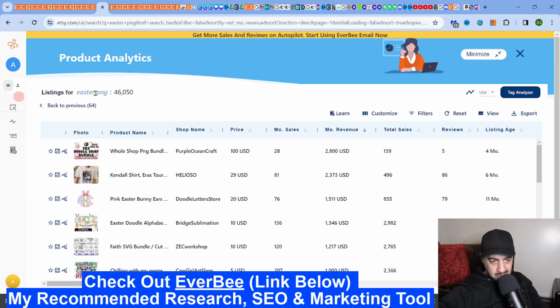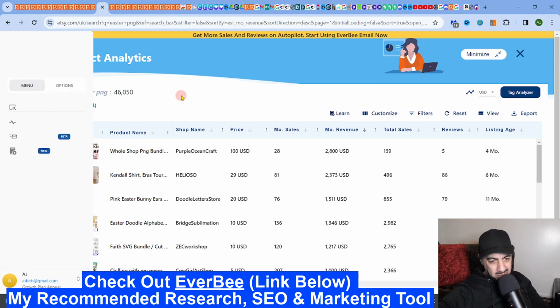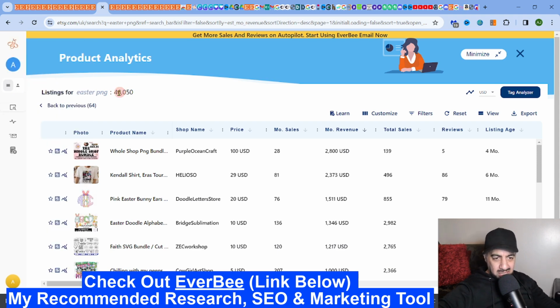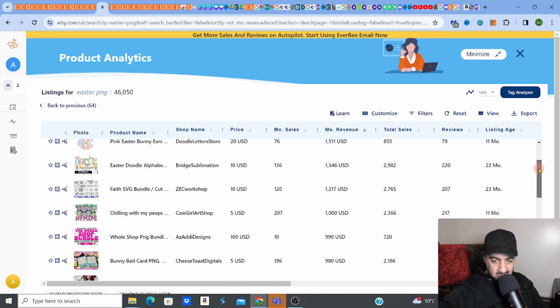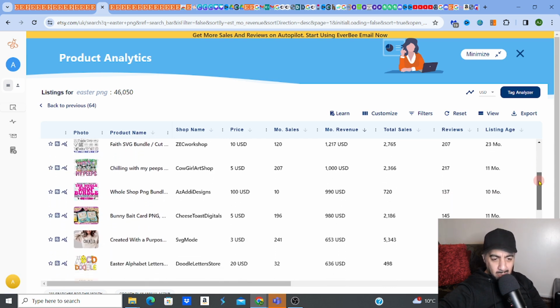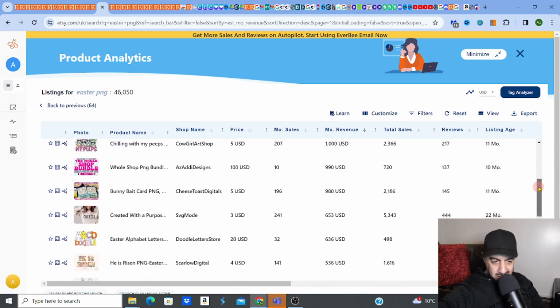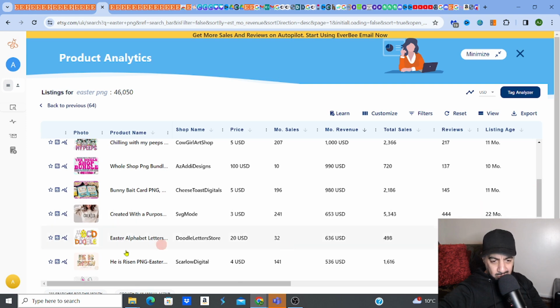What I like to do is go to product analytics very quickly because I want to be quick and see what's there, and then type Easter PNG. You don't have to do PNG when you do Easter. You might do digital, or download. You want something that refers to a digital product. That's why I put PNG. Then I go down and sift through, look at monthly revenue and listing age, and really what I want is to find what is making decent money in this kind of niche.